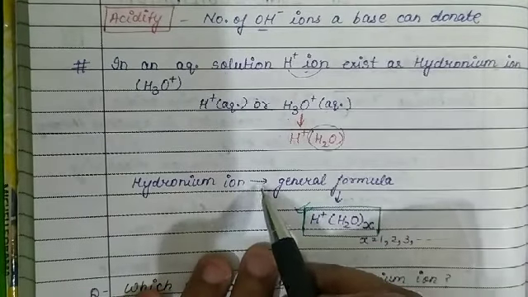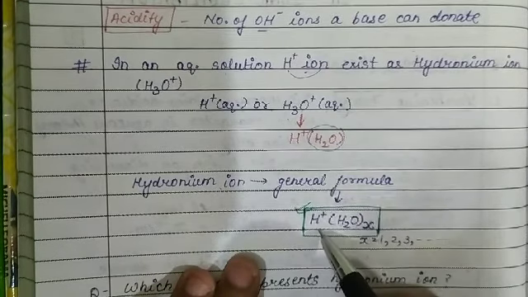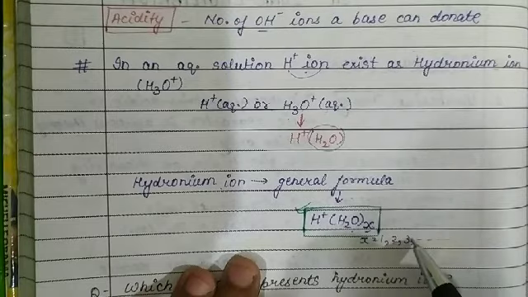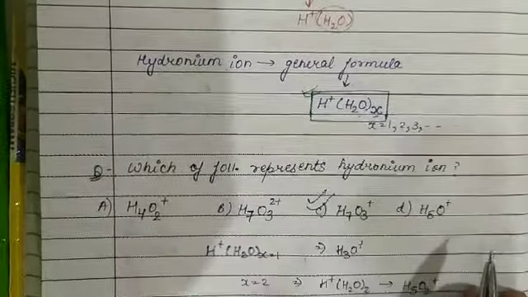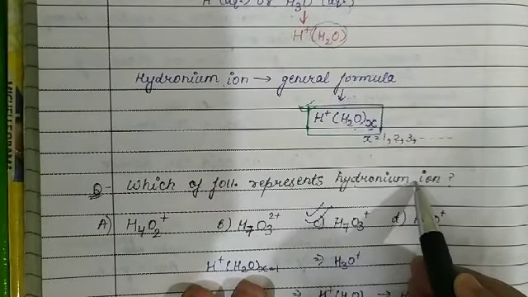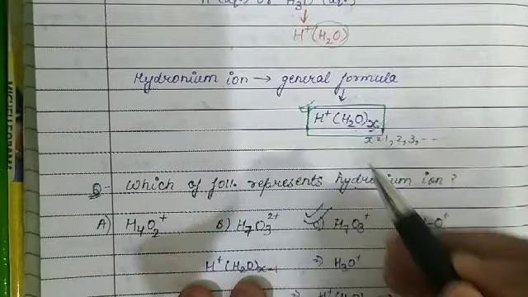See the general formula for hydronium ion. The general formula for hydronium ion is H plus H2O X, where X can be 1, 2, 3. See, the question is: which of the following represent hydronium ion? We know the general formula of hydronium ion is H plus H2O X.